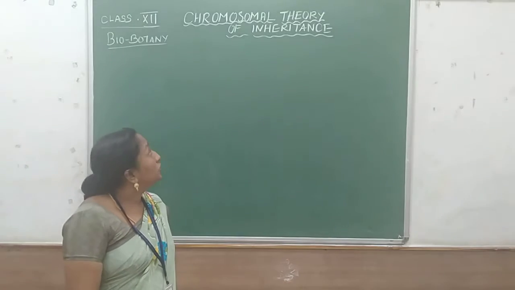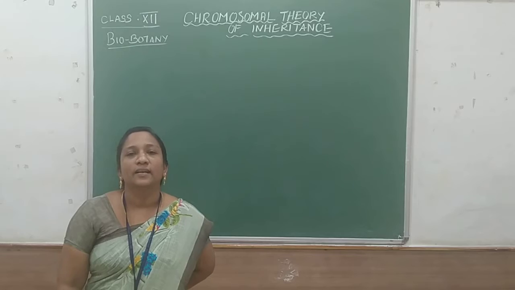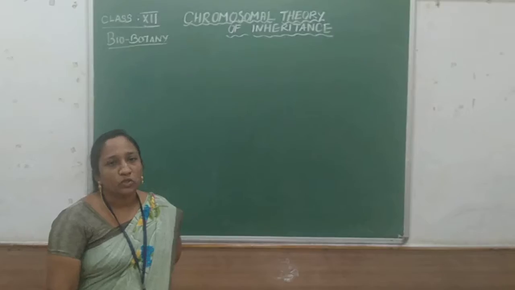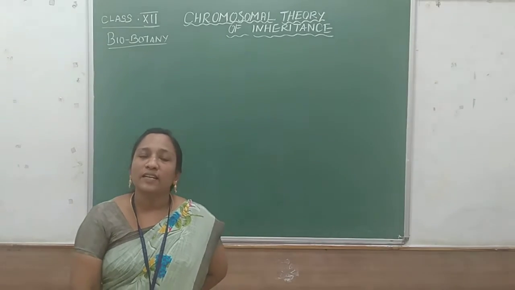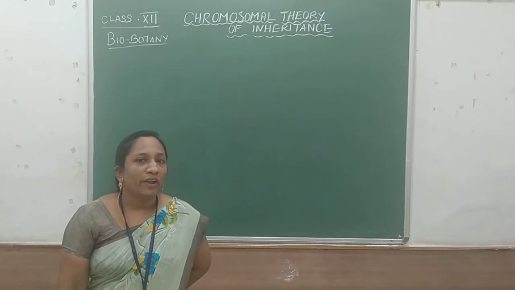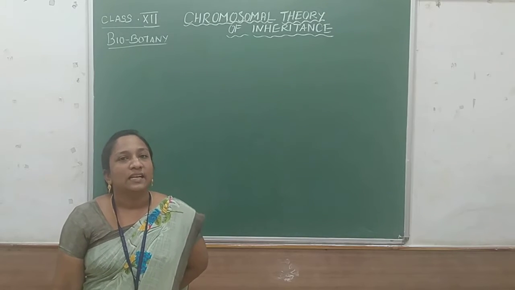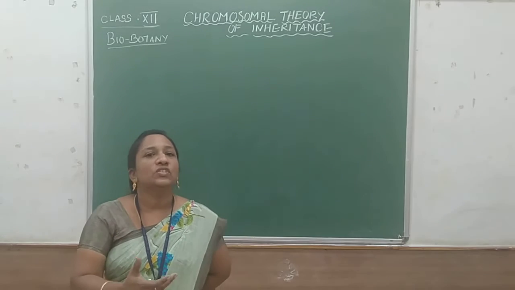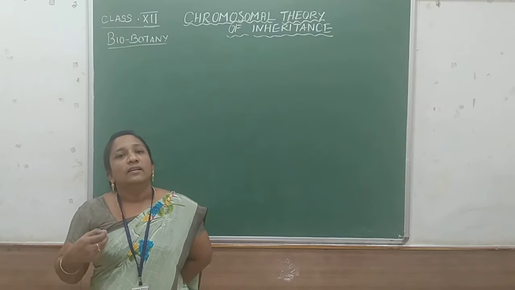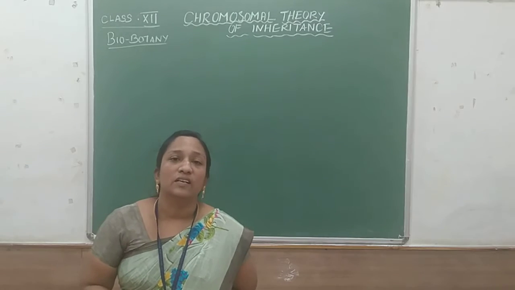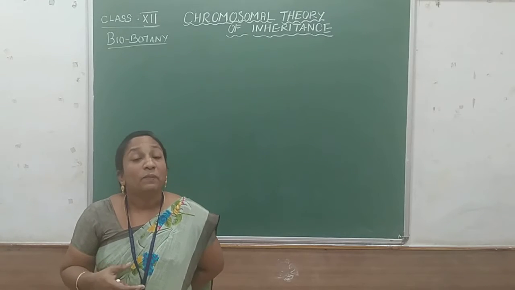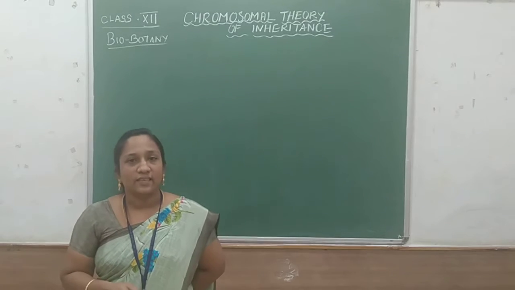Students, now we are going to learn about a new chapter under biobotany, that is the chromosomal theory of inheritance. What did we learn in the last class? Classical genetics, isn't it? Do you remember all the things we learned? Crosses, test cross, back cross, many theories, incomplete dominance, gene interactions, and epistasis. Everything we learned in classical genetics.